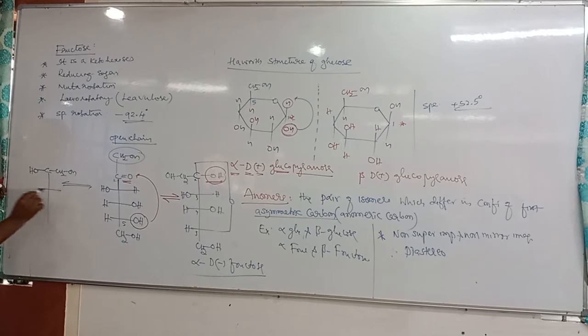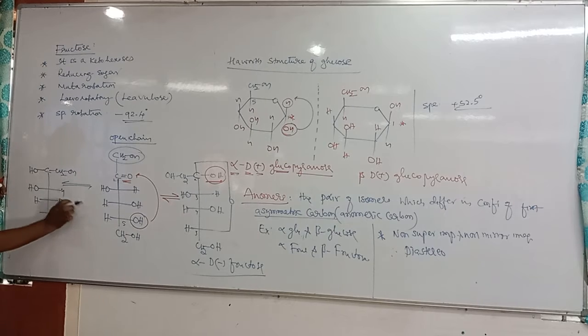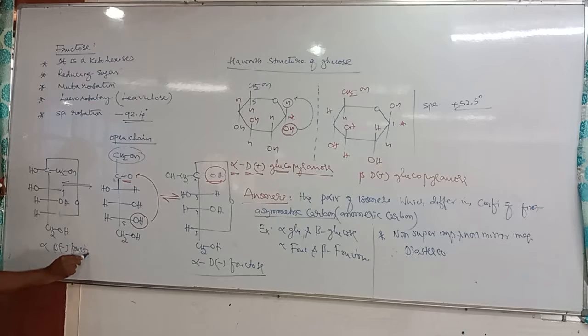Second carbon OH left side, third carbon, fourth carbon, right? Fifth carbon, it is a bond, no? And fifth carbon, this is alpha D minus fructose.